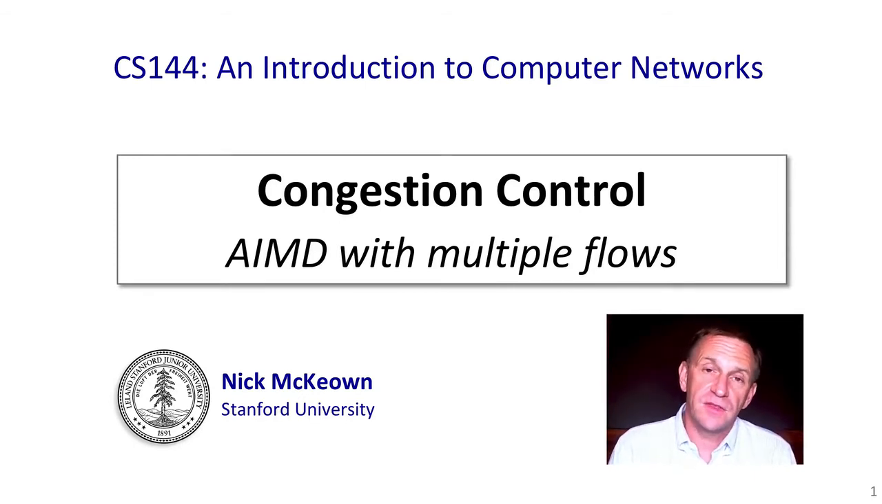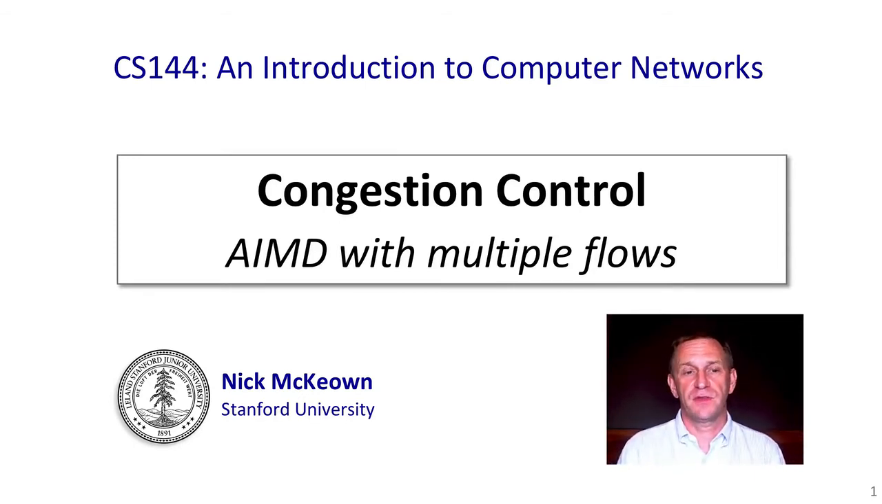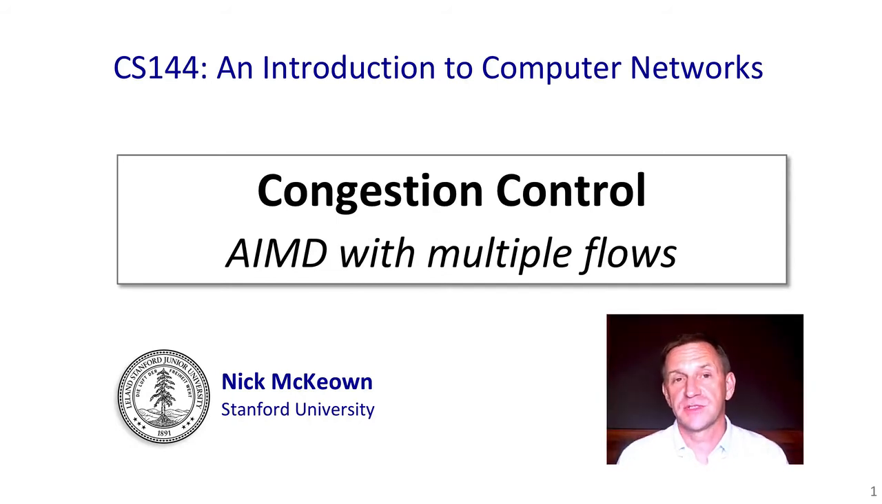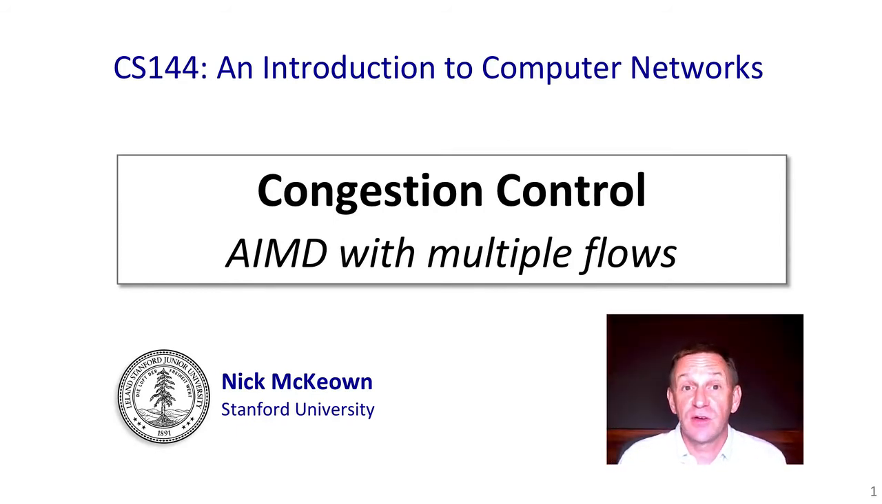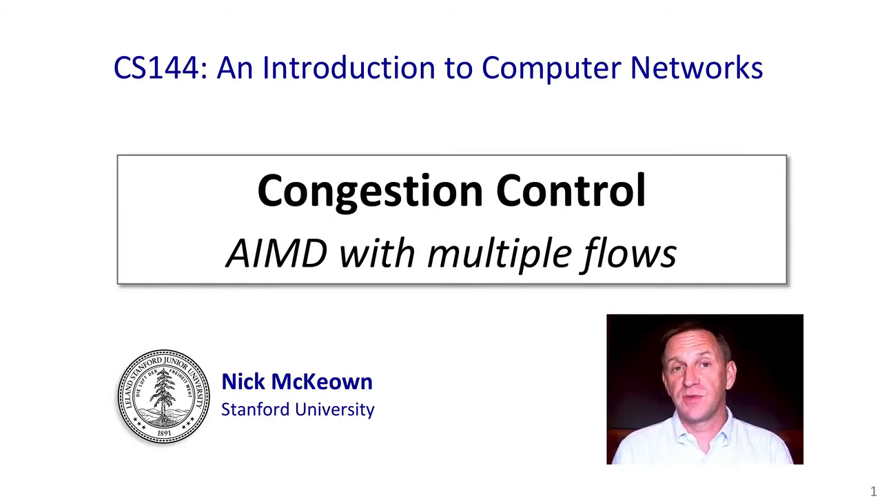And you'd expect that the dynamics of AIMD would be very different when there are so many flows present. And you'd be right. The dynamics are very, very different when a network carries many flows at the same time. And so in this video, I'm going to explain how AIMD works in this case, in a network with multiple flows.